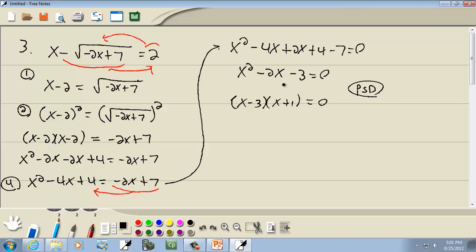Well, zero factor property. You get 0 on one side, you factor the other side, you set each factor equal to 0. So I'll set x minus 3 equal to 0, and x plus 1 equal to 0. And we get x equals 3, and x equals negative 1.